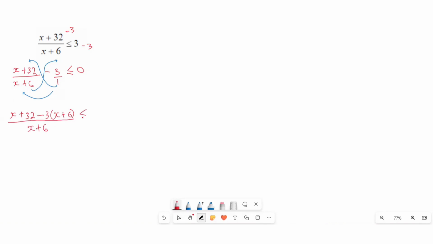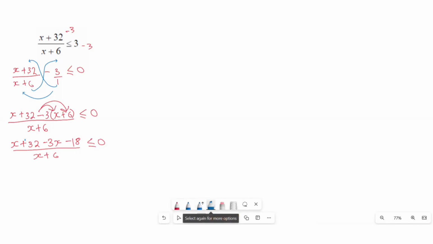Remember, this is still less than or equal to 0. Now we're going to simplify this by distributing this inside, okay? So we're looking at x + 32, then negative 3x, and then negative 18, and this is all over x + 6, and this is less than or equal to 0.